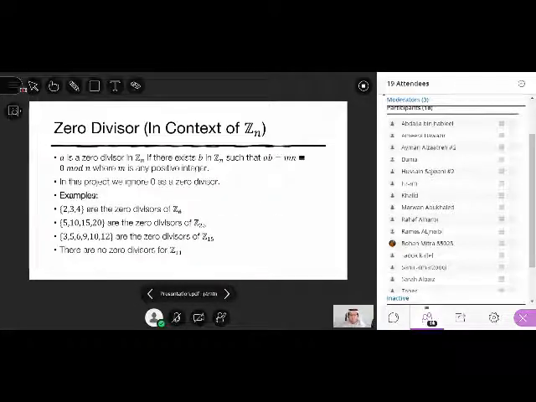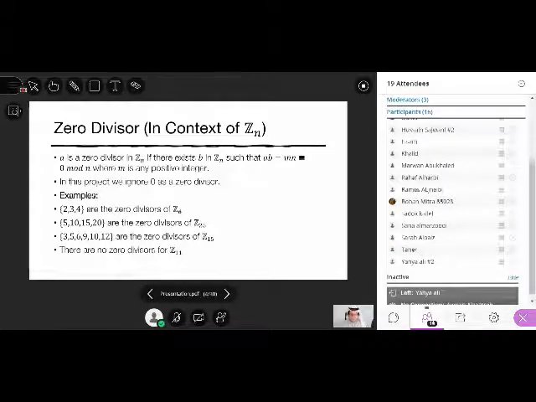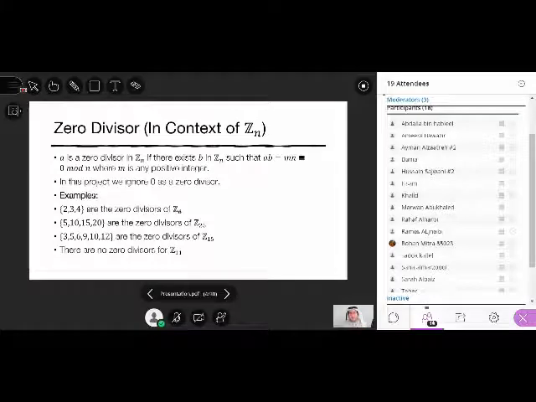Now, zero divisors, at least in the context of integers modulo n. A bit of a warning: zero divisors is a much larger term that encompasses something in math we call rings. But in this case, we're only focusing on Zn, which is also a ring, but there is no need for today's presentation to go into that.